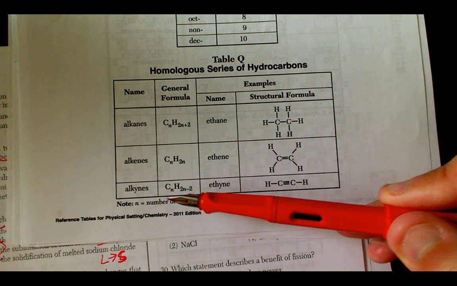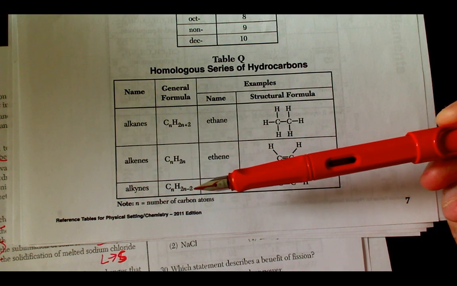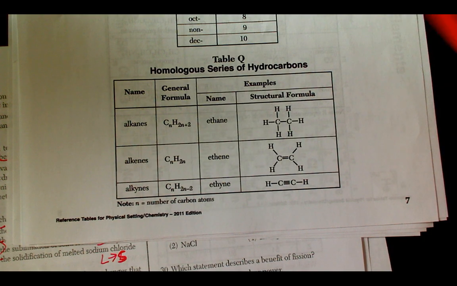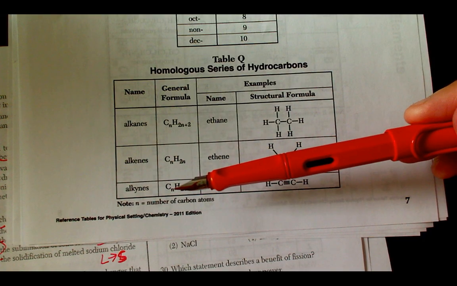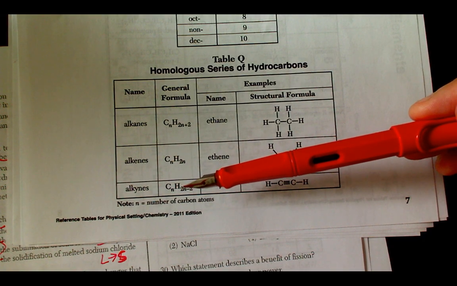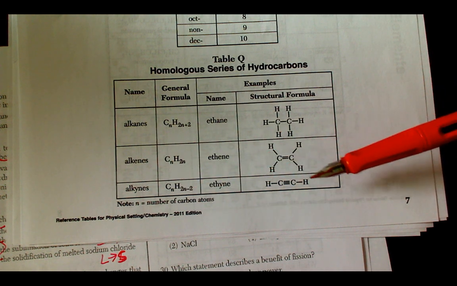CnH2n-2. Whatever number of carbons you have, whatever that N happens to be, you're going to have twice that number minus 2 for your number of H's. So like in this picture right here, it shows 2 carbons, so 2 is our N. So if it's N equals 2, that would be C2. And for the H, it's 2N. 2 times 2 is 4. Minus 2 is again 2. So we have 2 H's.